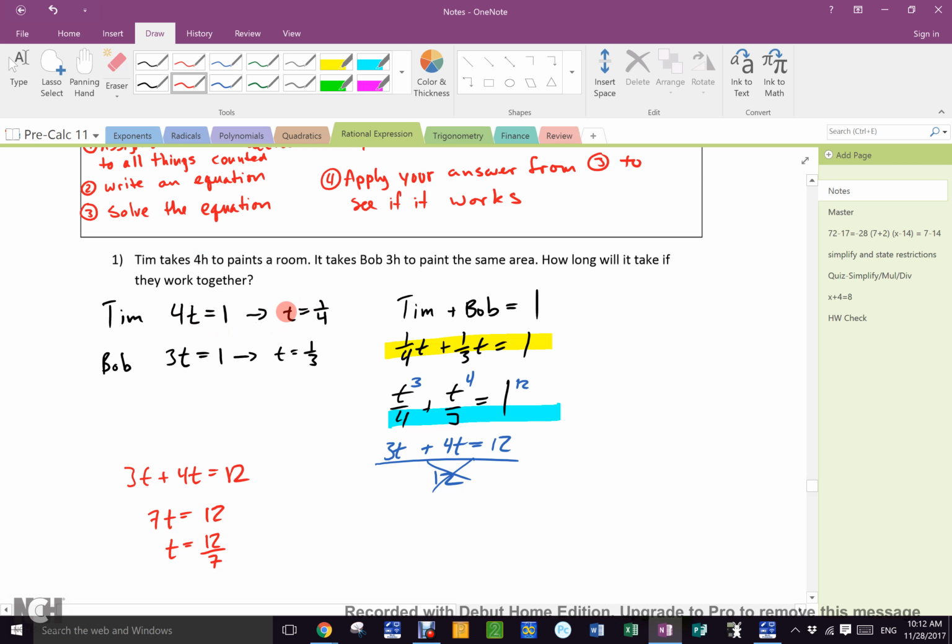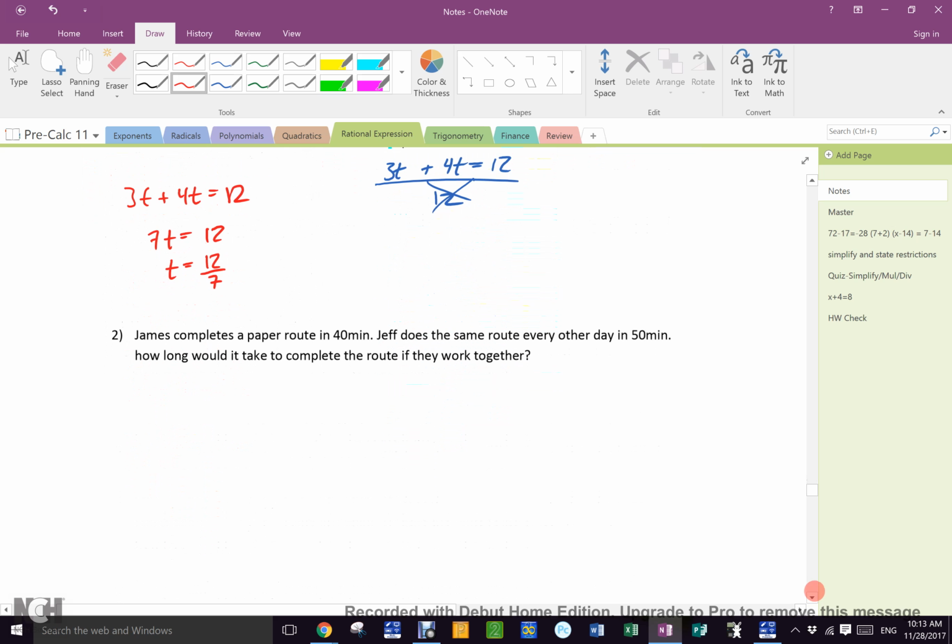Tim is working at a fraction. Bob is working at a fraction because they're only painting 1 room. Everybody cool? So the question becomes, how much can they paint of that room in 1 unit of time? If Tim was painting this room, in 1 hour he'd get 1 wall painted, right? 4 walls. Everybody cool? That's how it works, right? Okay, let's look at the second one and see if we can apply this to our new situation.